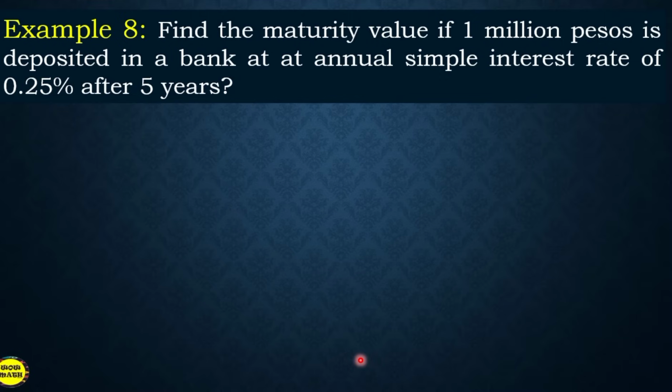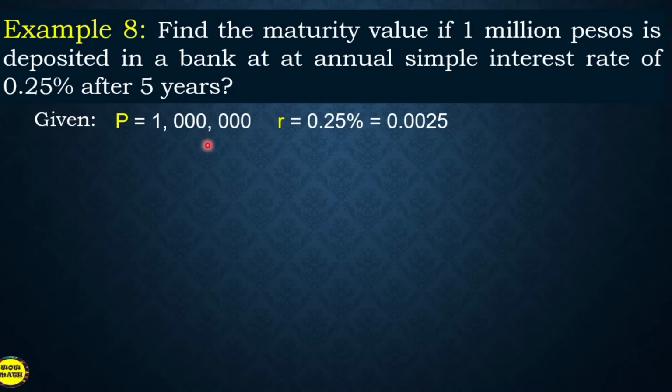Okay, this is the last problem. Find the maturity value if 1 million pesos is deposited in a bank at annual simple interest rate of 0.25% after 5 years. So ngayon class, in this problem, meron tayong dalawang method na pwedeng gamitin. So nasa inyo kung ano yung method na sa tingin nyo mas mabilis nyo masolve. So ano ba yung mga given natin dito? So yung principal amount natin, 1 million pesos na dinideposit, rate is 0.25%, so that is 0.0025, and the time is 5. So ang kukunin natin is yung future value. So from 1 million, magkano na ang pera niya after 5 years?